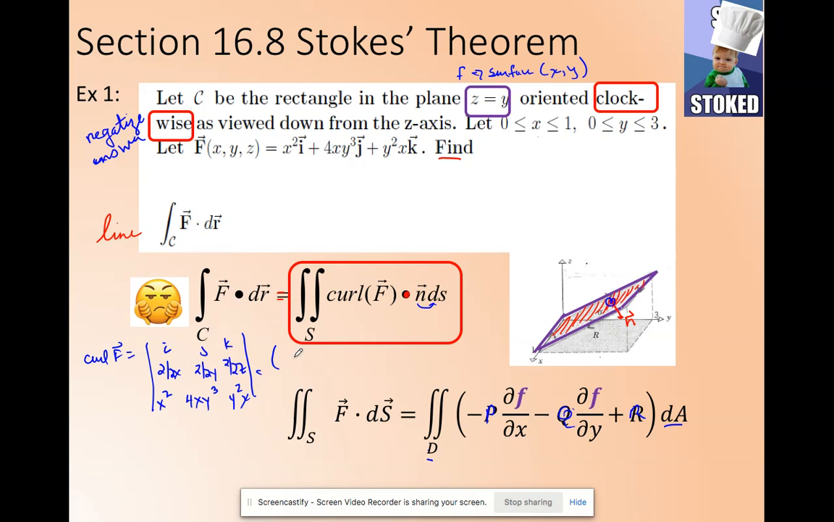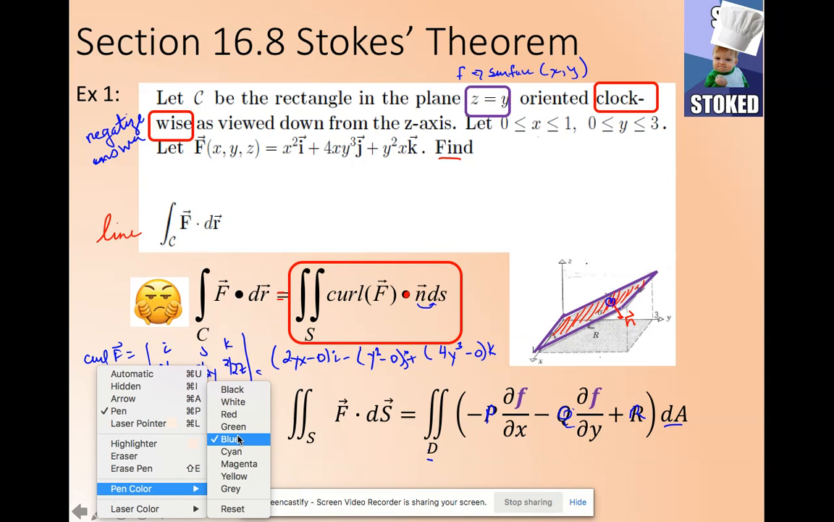And when I do that, I get 2yx minus 0. And I get y squared minus 0. And then I get, what, partial with respect to x is going to be 4y cubed minus partial x squared with respect to z, 0. So here is my P, Q, and R.